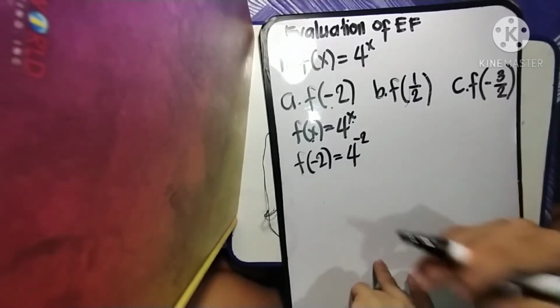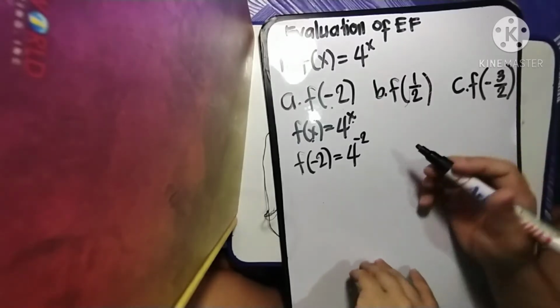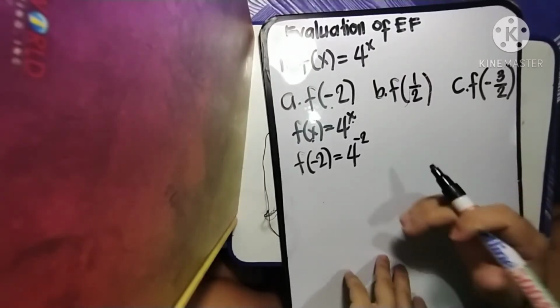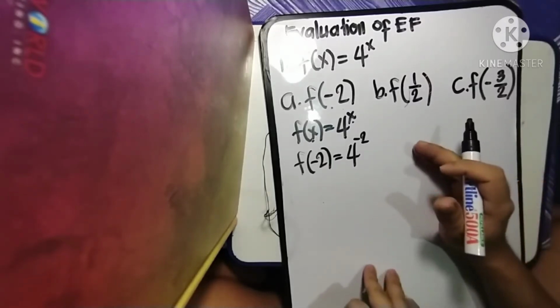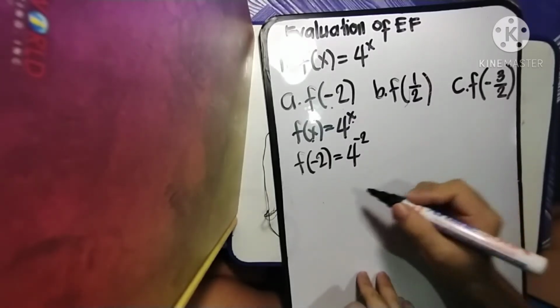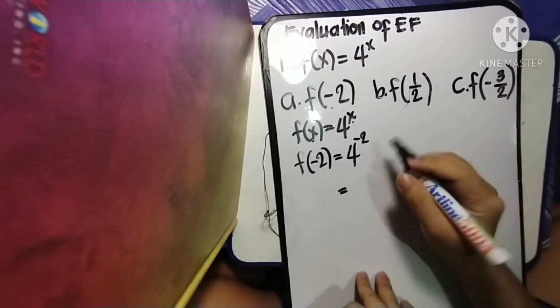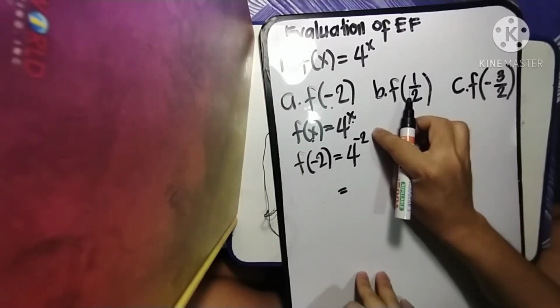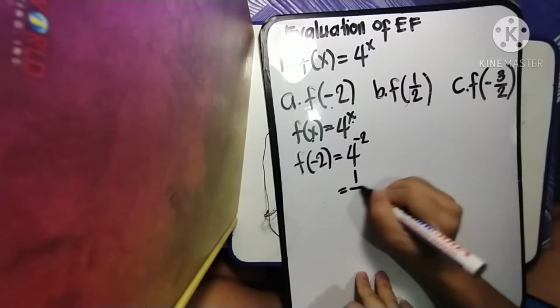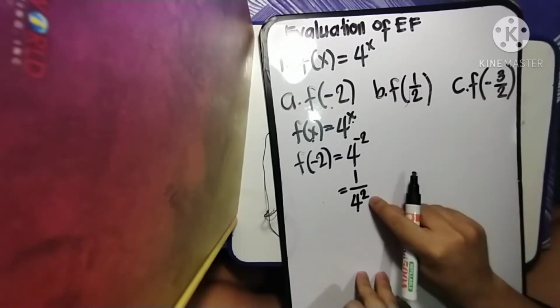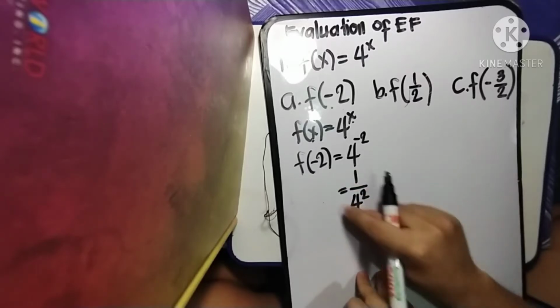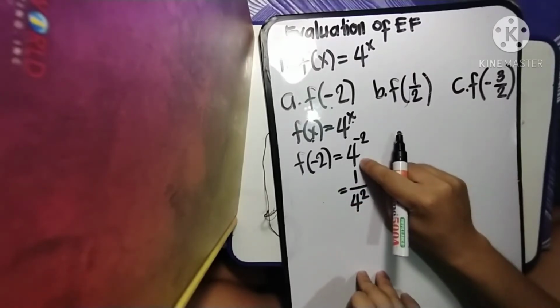Now, based on the law of negative exponent, any number that is raised to a negative exponent will be written in the form of a fraction, or we need to get the reciprocal form. So 4 to the power of negative 2 can become 1 over 4 to the power of 2. So the exponent became positive since we took the reciprocal of 4.